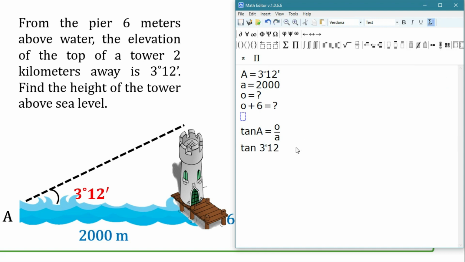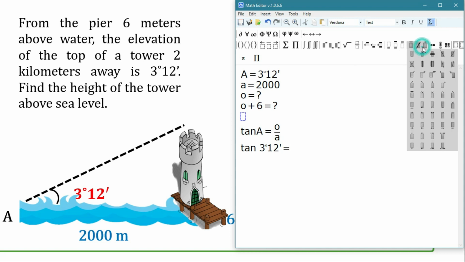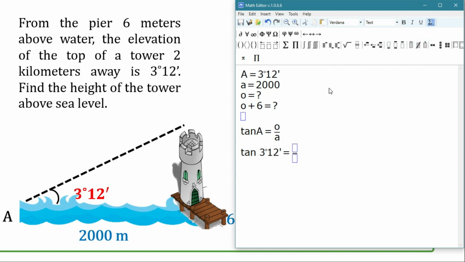The tangent of 3 degrees and 12 minutes equals the opposite side, kung saan na yun yung hinahanap natin, or that actually represents the unknown, over the adjacent side, which is equivalent to 2,000 meters. For us to solve for the opposite side, we're gonna be doing algebraic manipulation by multiplying both sides by 2,000 para matira si O sa kabila ng side ng equation. So that's gonna be 2,000 times the tangent of 3 degrees and 12 minutes equals the opposite side.